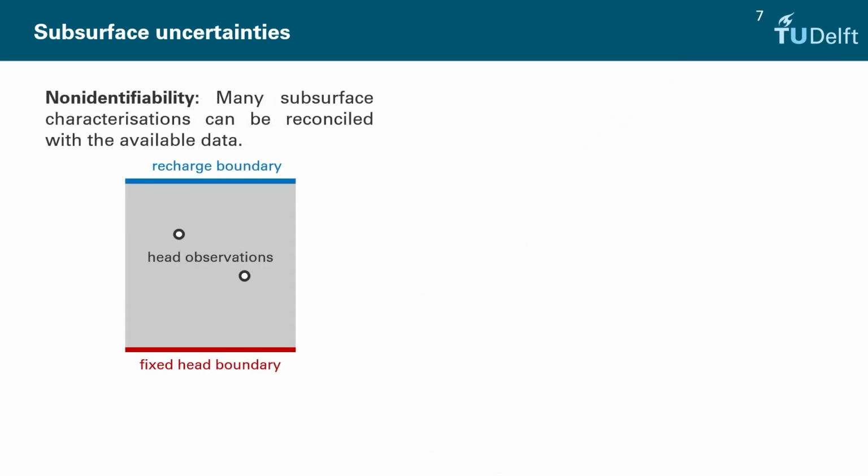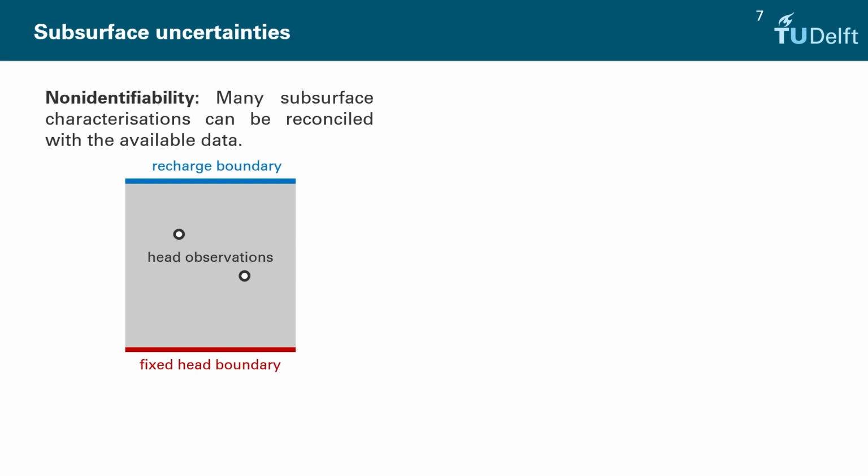A little bit more formally, the issue that we're encountering is known as non-identifiability. You can see here on the left side a very simple numerical model, steady state, two-dimensional top-down view. We have a recharge boundary in the north and a fixed head boundary in the south, as well as two hydraulic head observations that we want to fit.